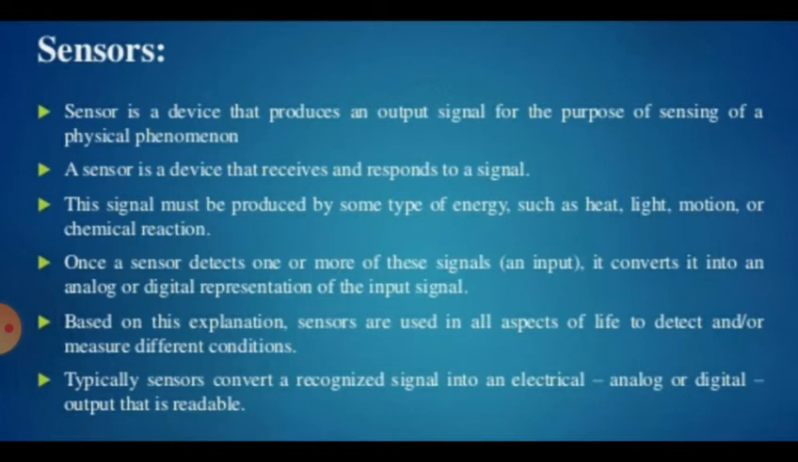A sensor is a device that receives and responds to a signal. This signal must be produced by some type of energy, such as heat, light, motion, or chemical reaction. Once a sensor detects one or more of these signals, that is the input, it converts it into an analog or digital representation of the input signal.